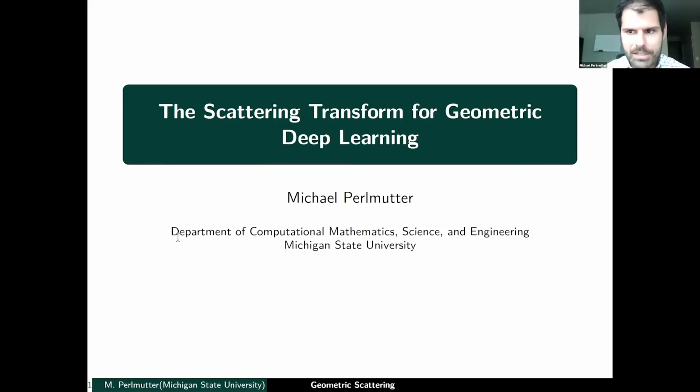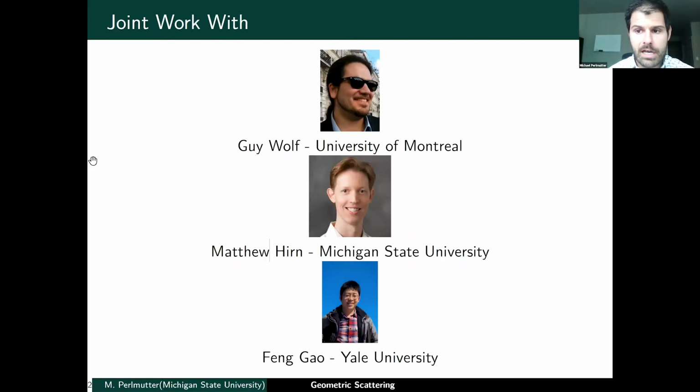Hello, everybody. It's a pleasure to be able to talk to you all today. I'm also going to be talking about the scattering transform, which was a central topic of a very excellent talk this morning by Stefan Mallat. But I'm going to be talking about a new variation, which is for data with geometric structure. This is joint work with Guy Wolf of Montreal, Matt Hearn, who has been my mentor at Michigan State for the last several years, and also Feng Gao of Yale.